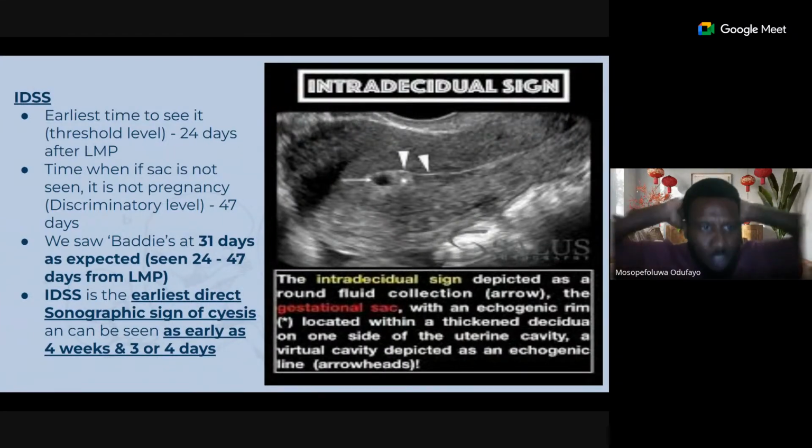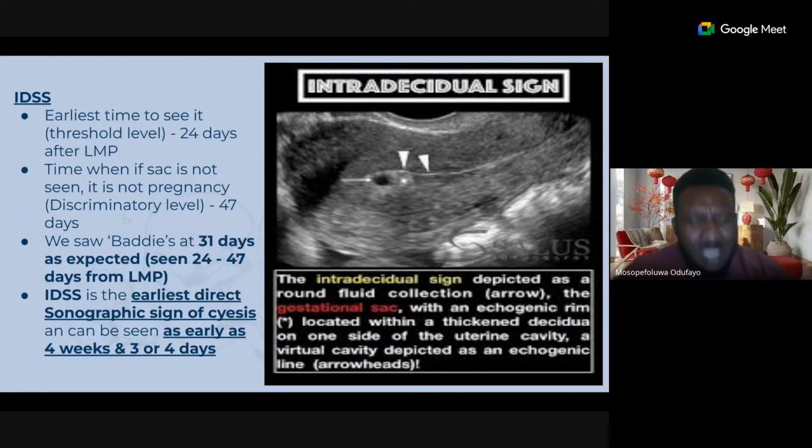The thing is this: there's something called a threshold level, and there is also something called a discriminatory level. A threshold level is the earliest time you can ever see a particular sign. We have conducted multiple studies. We have plotted a Gaussian curve, and I hope you know what a Gaussian curve is. We have looked at the standard deviation, and then we've seen the earliest days we can ever see an intradecidual sac sign.